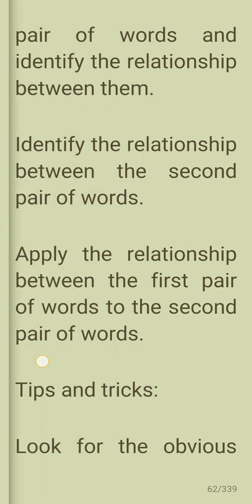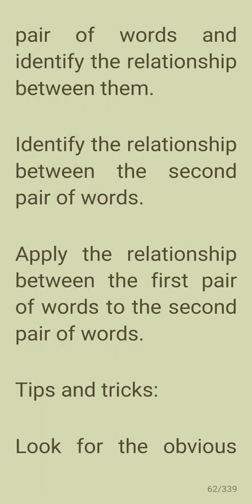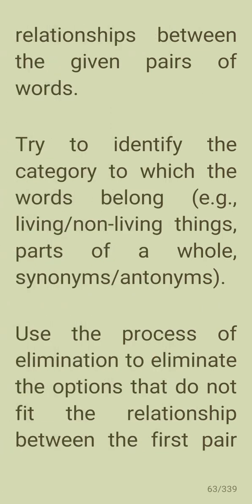Understand the given pair of words and identify the relationship between them. Identify the relationship between the second pair of words. Apply the relationship between the first pair of words to the second pair of words. Look for the obvious relationship between the given pairs of words. Try to identify the categories to which the words belong, like living, non-living things, parts of a whole, synonyms, antonyms.